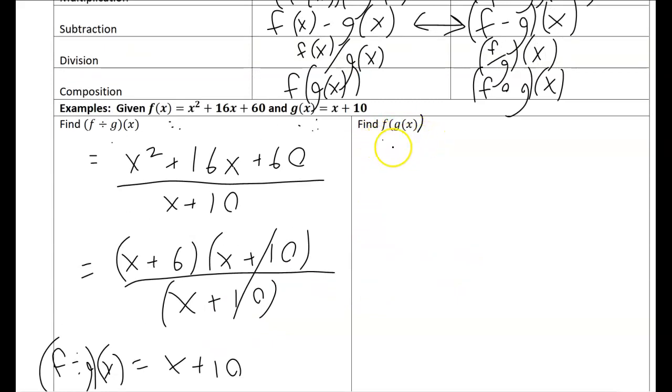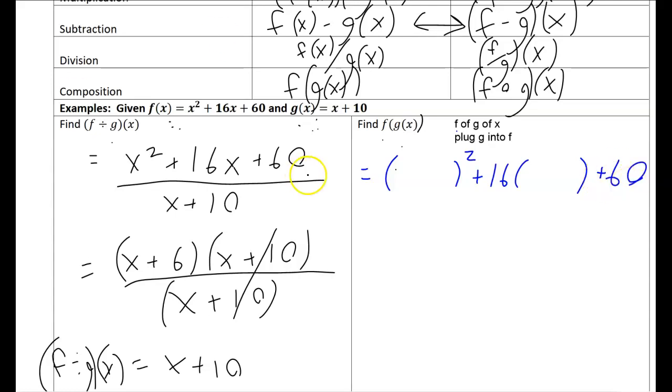Now, f of g of x, I would say make a note of how you read this. This means plug the function g into f. So we still have f of g here. I'm going to color code this one. So this would be all equal to, I'm going to write my outside function first. That outside function is f because I'm plugging g into f. And I'm going to leave a space, squared plus 16 plus 60, right? And then that's my f function. What I'm plugging in there is g, right?